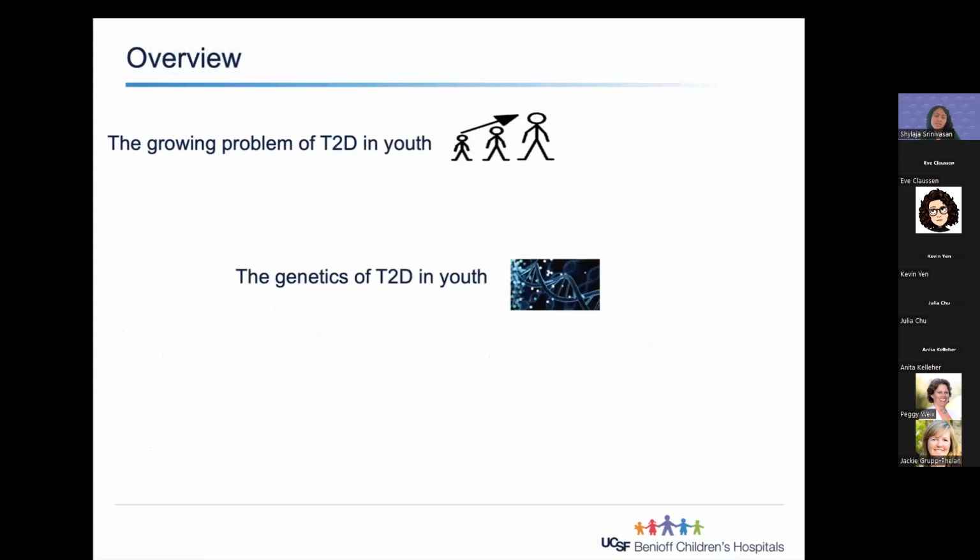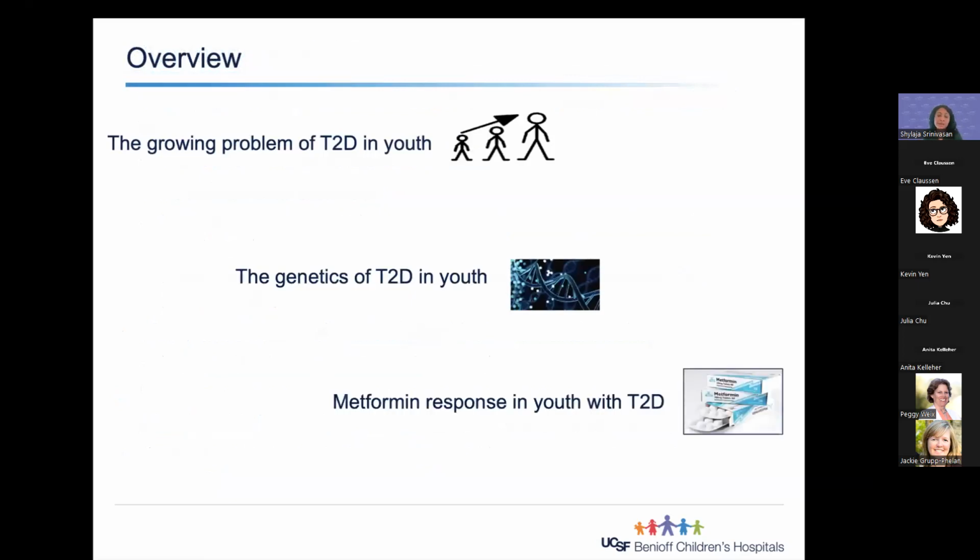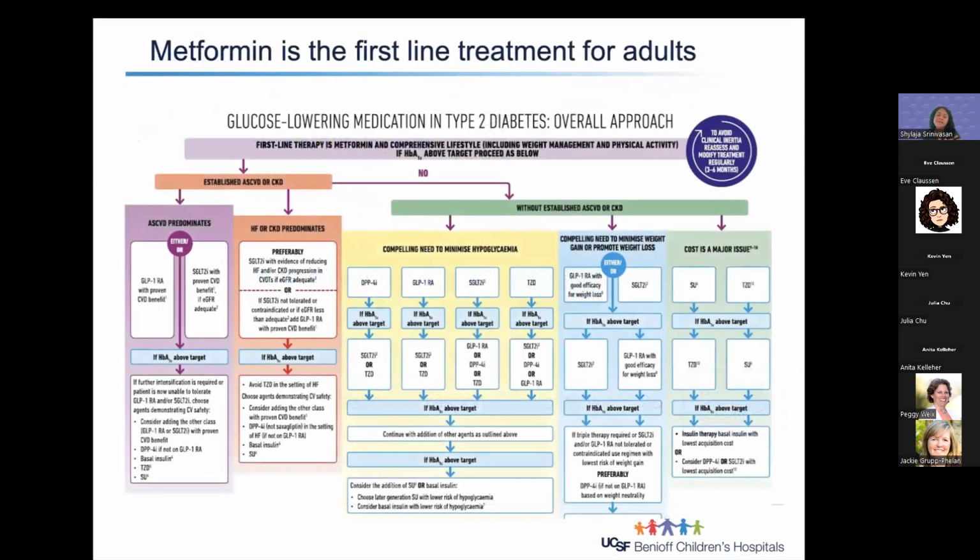So moving on to the third and final part of my talk on metformin response in youth with type 2 diabetes. So metformin is the foundation of diabetes treatment, both in adults and children. So this is the treatment algorithm for type 2 diabetes. And there are now over a dozen classes of type 2 diabetes medications. And despite this, metformin remains the first-line therapy and the foundation of diabetes treatment. And any medication is usually added on in addition to metformin.